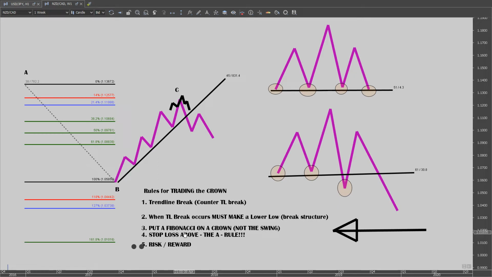So if we use crowns, then our Fibonacci will be different from if we took Fibs from swing highs and swing lows as we learned before. Using a Fibonacci on a crown, everybody, is a different strategy. And there is no right or wrong. If you want, you can trade only with the Fibonaccis, and if you want, you can also trade crowns. But those are two different strategies, with different risk reward, different entries and different exits.